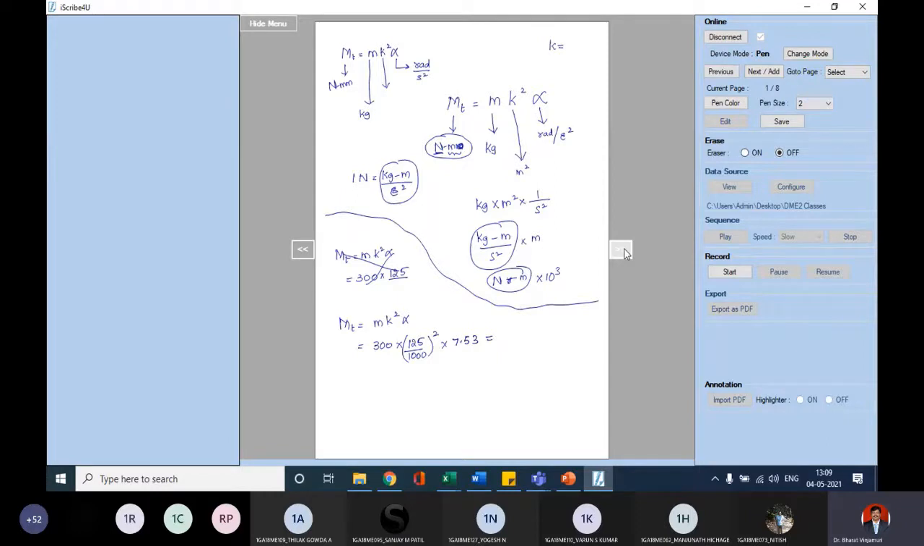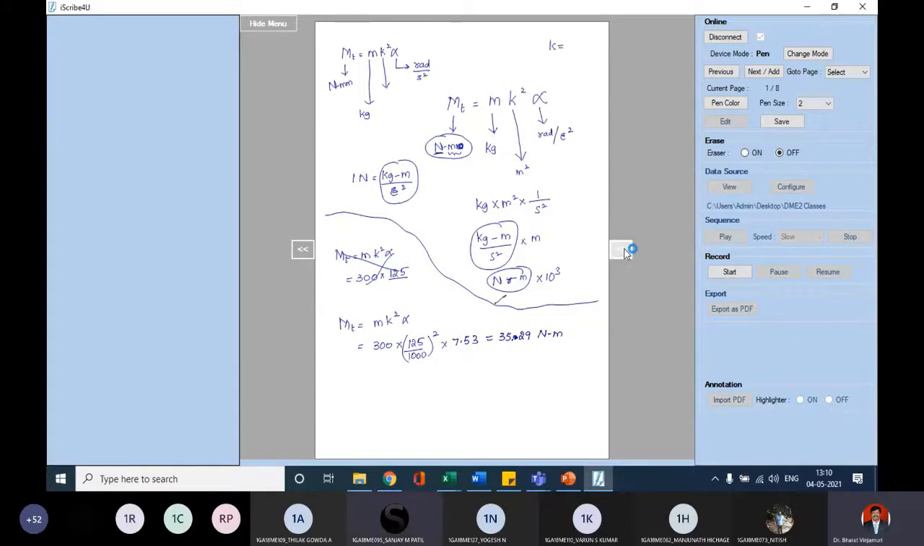How much is the answer? Fast, calculate it. Make it fast. 35.29. What should be the unit now? Let me also calculate 300 into 125 square into 7.53. Newton mm? Newton meter, right? 35.29 Newton meter. To get Newton mm, multiply this with 10 power of 3.